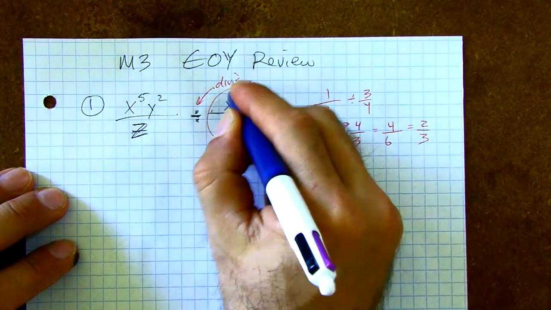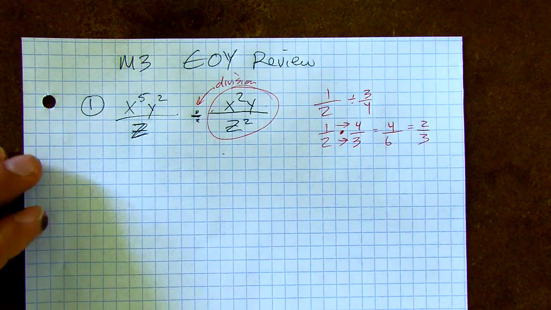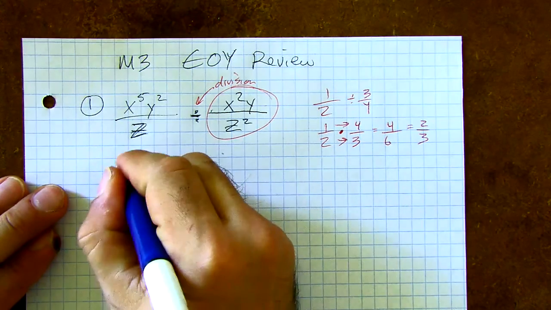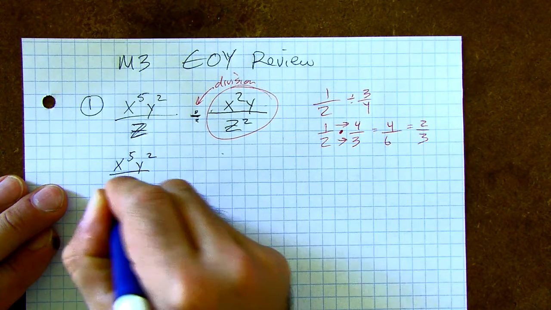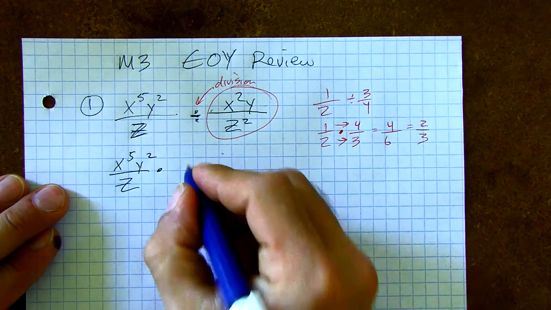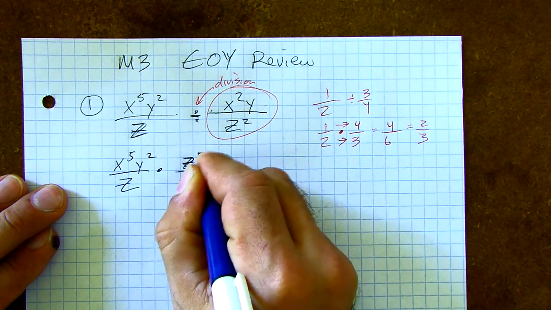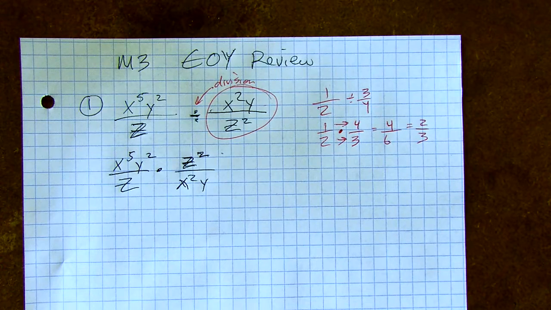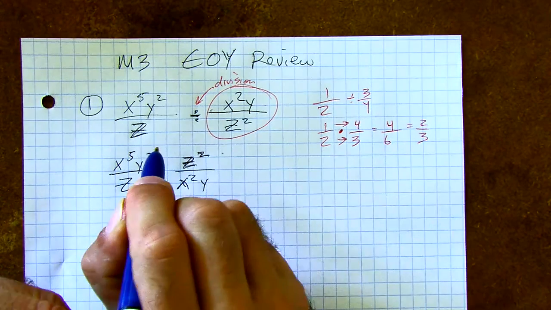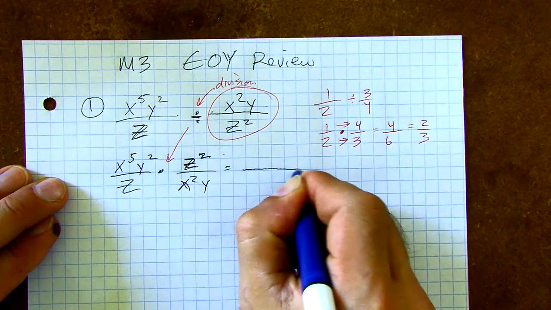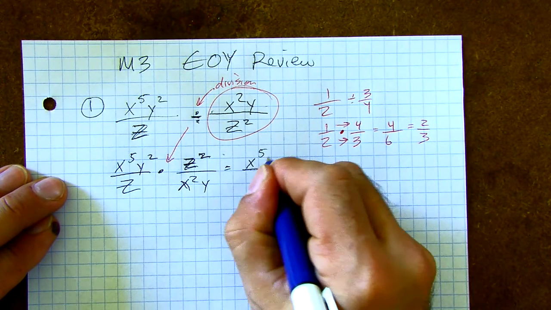We're going to be flipping that second fraction. Just write it right below it. And then what you can do is combine it all and then cancel out what you can. So I'm going to rewrite this here: x to the 5th y squared z times z squared on top, x squared y. So all it's doing is it flips the second fraction, and that allows it to change from division to multiplication. Yeah? All right. Now, just combine all those in one fraction and then start to reduce.